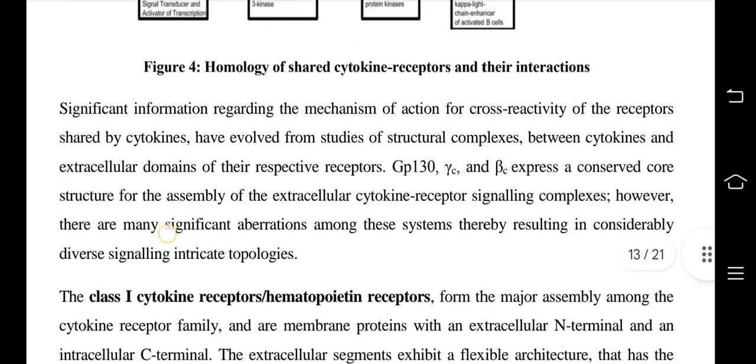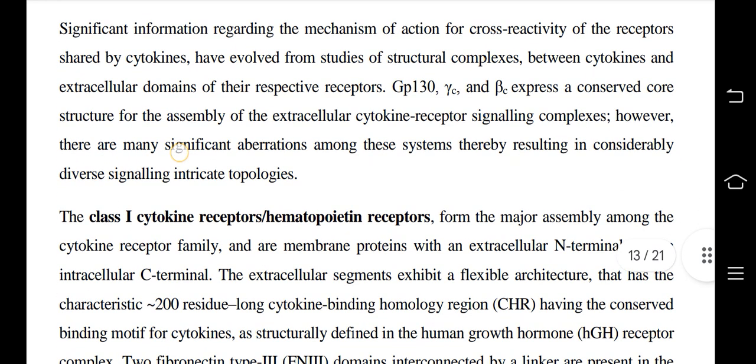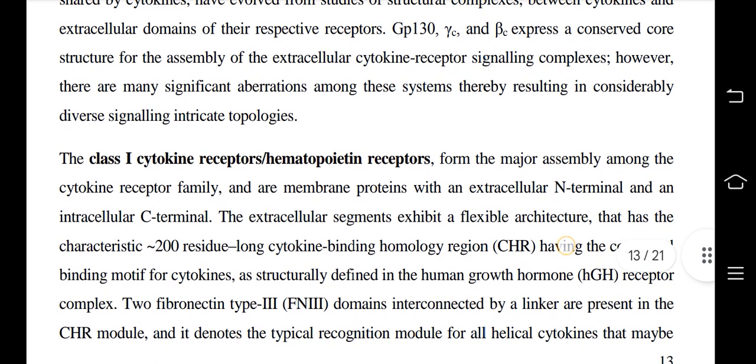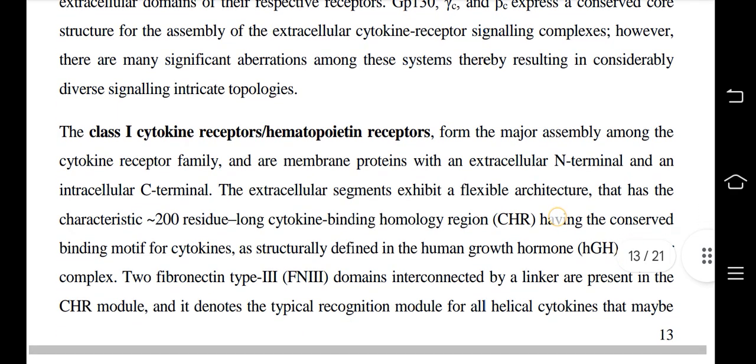Okay. Homology of shared cytokine receptors and their interaction. Significant information regarding the mechanism of action for cross-reactivity of the receptors shared by cytokines has evolved from studies of structural complexes between cytokines and extracellular domains of their respective receptors. GP130, gamma C, and beta C express a conserved core structure for the assembly of the extracellular cytokine receptor signaling complexes. However, there are many significant aberrations among these systems, thereby resulting in considerably diverse signaling complex topologies.